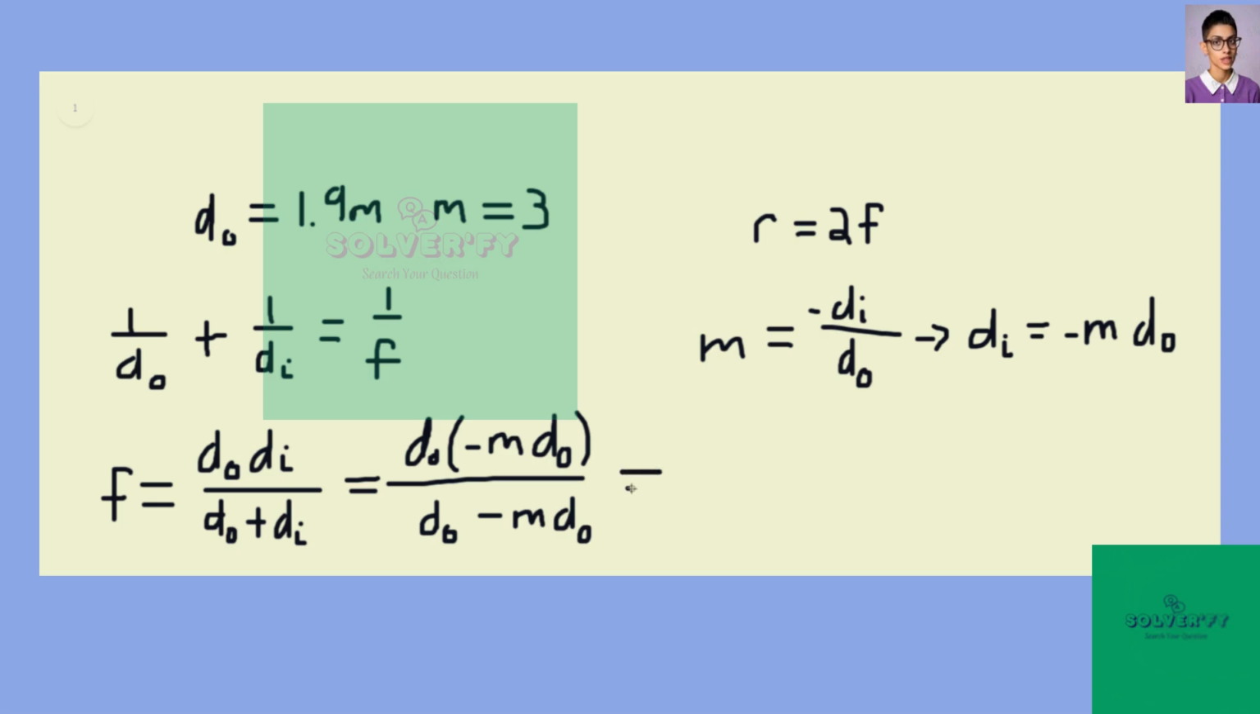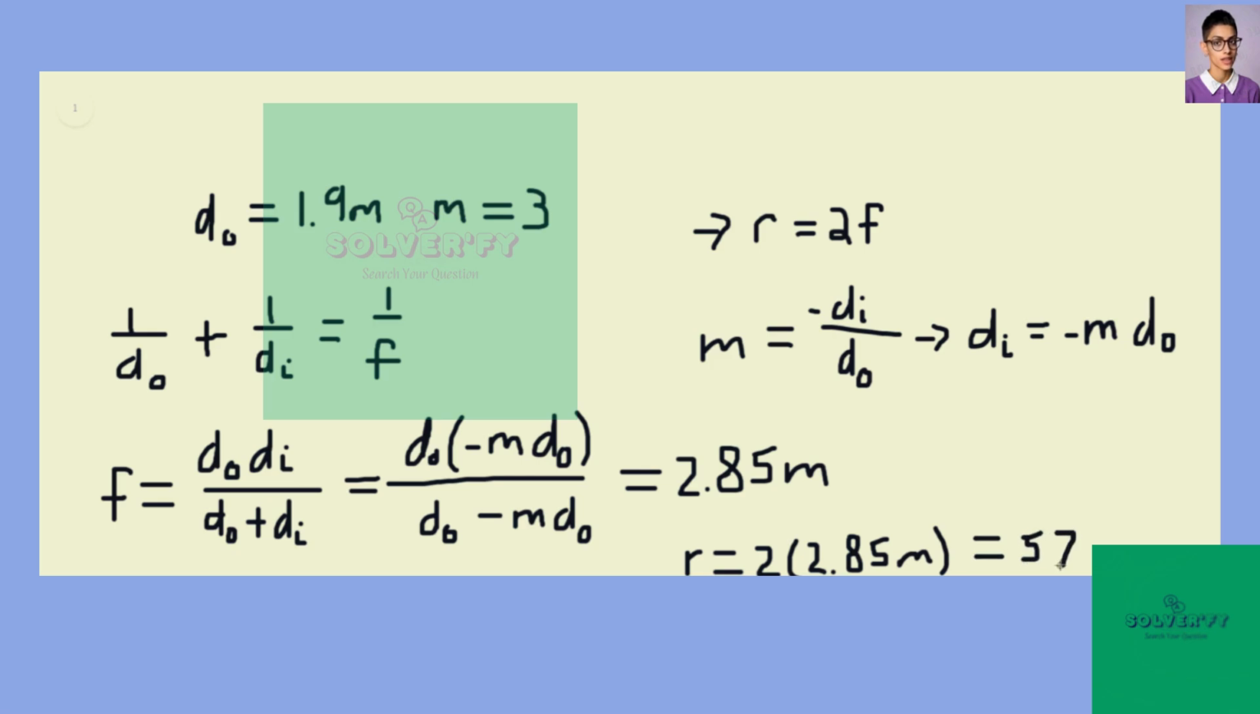Plugging those values into this expression, we find that this is equal to 2.85 meters. So our focal length is equal to 2.85 meters. If we plug 2.85 meters into our expression for radius up here, where I just pointed with the arrow, we find that the radius is equal to 2 times 2.85 meters, which is equal to 5.7 meters. And we can box that in as the solution to our question.